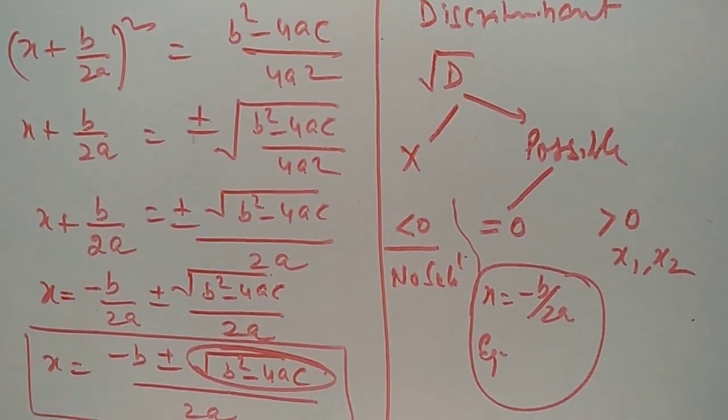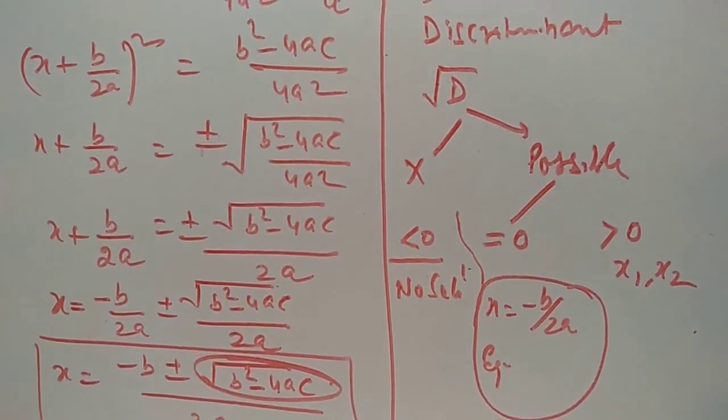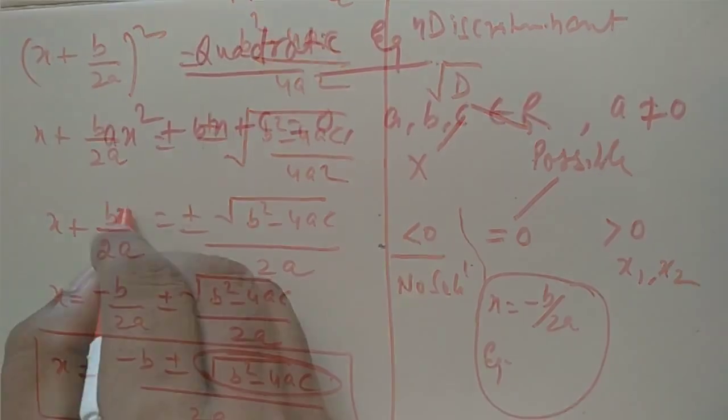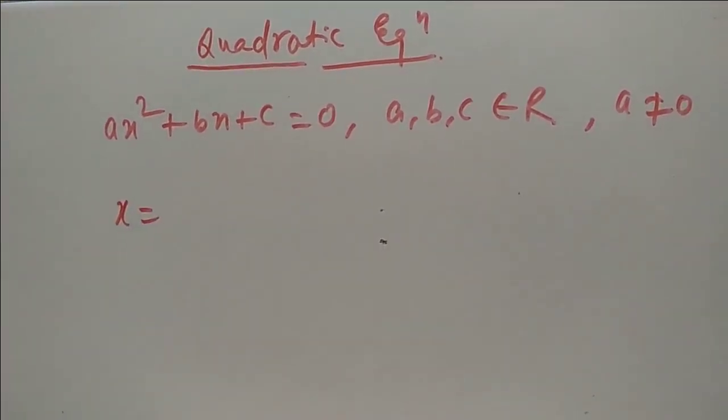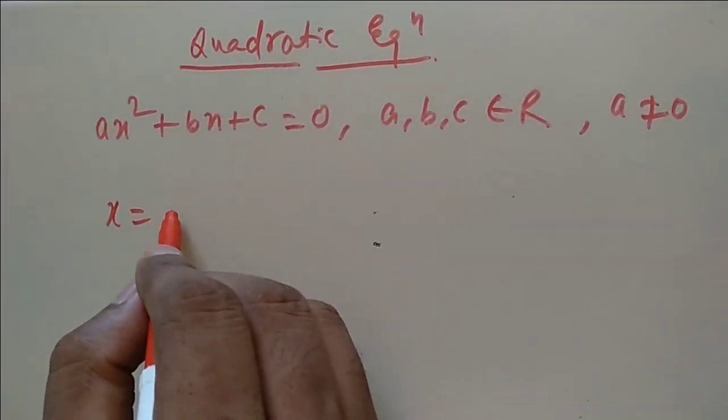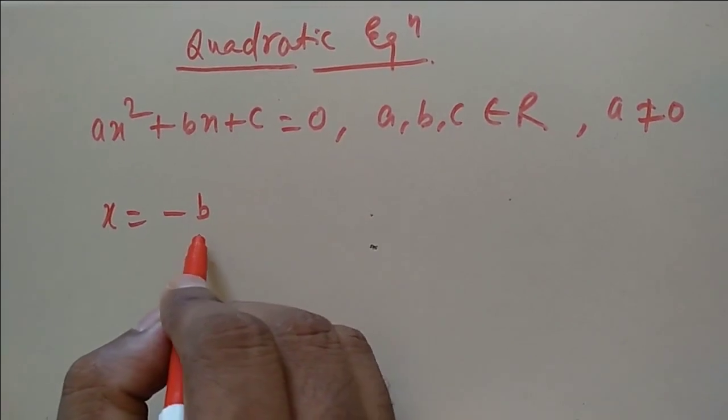And then if it is equal to 0, then the root part vanishes, x becomes minus b by 2a, and the other root is also minus b upon 2a, and that is the case of equal roots.